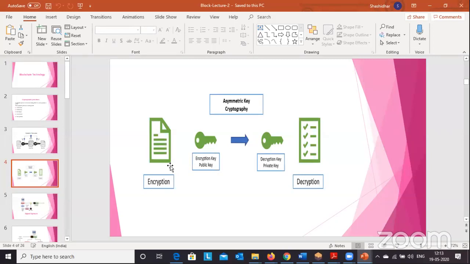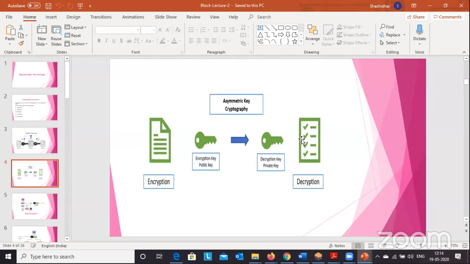Okay, so the message is in plain text that will be converted into the cipher text. In order to do the encryption, the sender will use the public key of the receiver, and he will encrypt the message. After that, the message will be transmitted across the communication channel. At the receiver end, he will have the private key and he will decrypt.